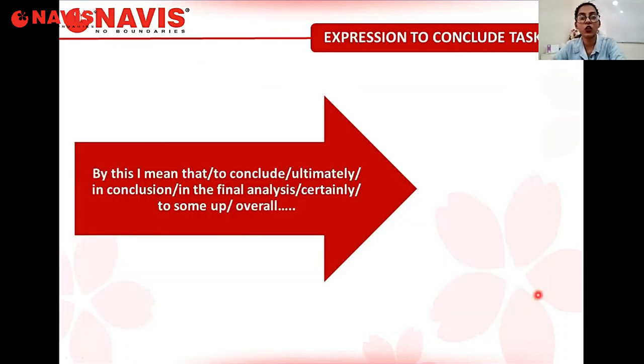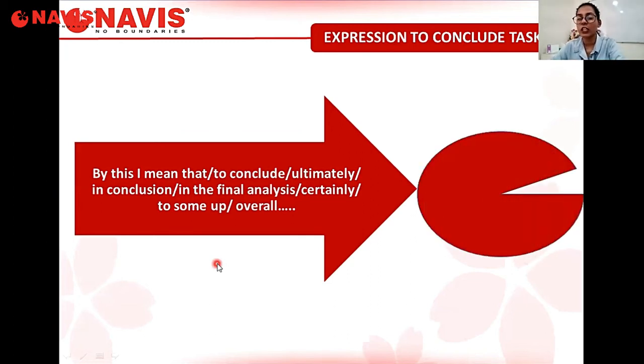Next, in the conclusion, what is required, we will see. So these are some of the expressions that you can use in your conclusion. By this, I mean, to conclude, ultimately, in conclusion, overall, in the final analysis. So conclusion is nothing but you are giving a gist or the entire summary of the main points which you have written in your essay.